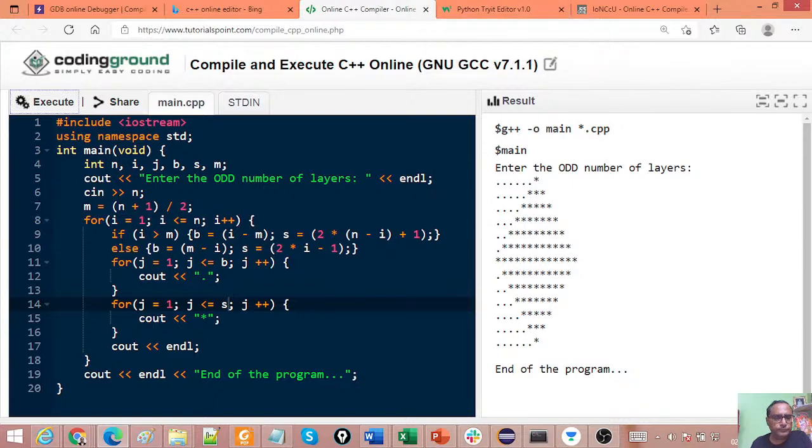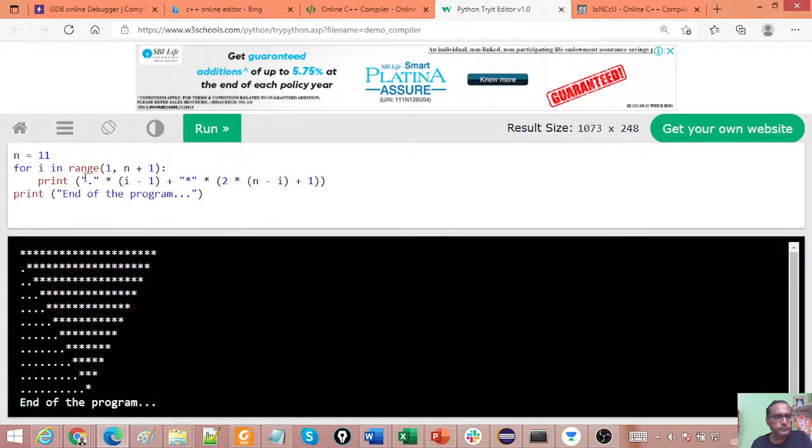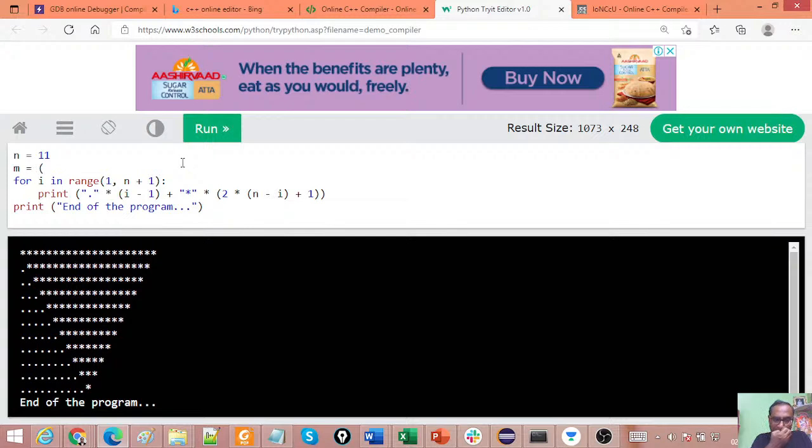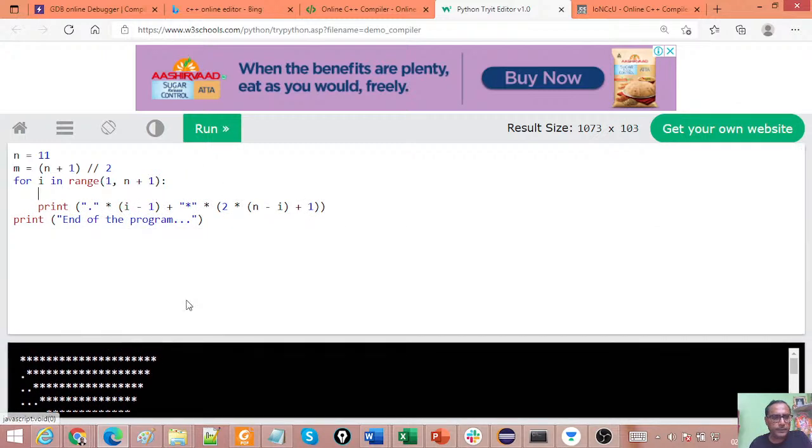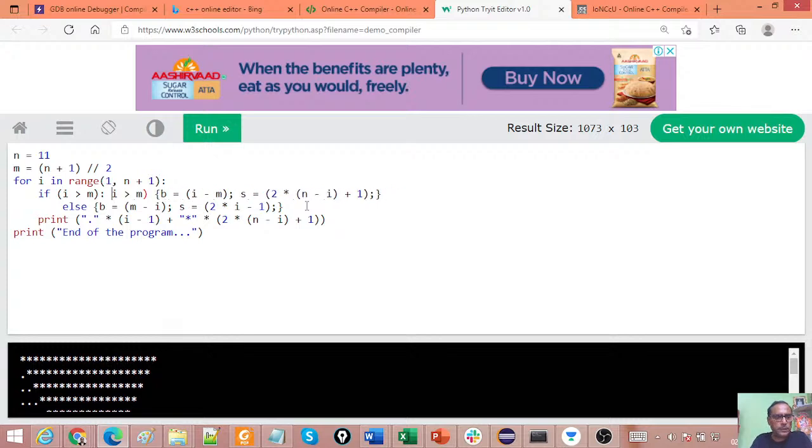Going for the Python coding. So now n is equal to this. m is equal to n plus 1 whole by 2. If i is greater than m, then b is equal to this and s is equal to this. Else, b is equal to this and s is equal to this. End of the program.